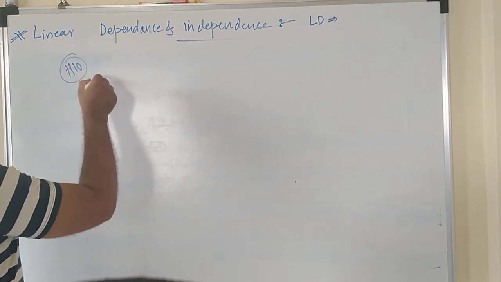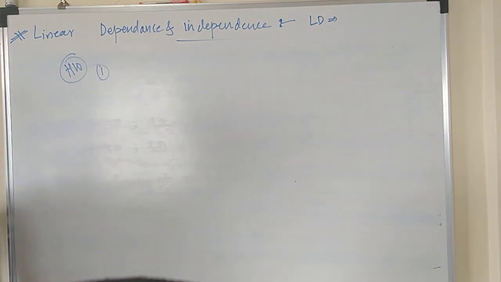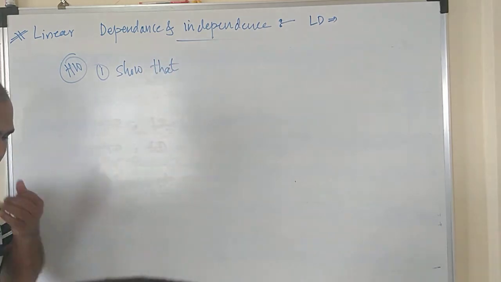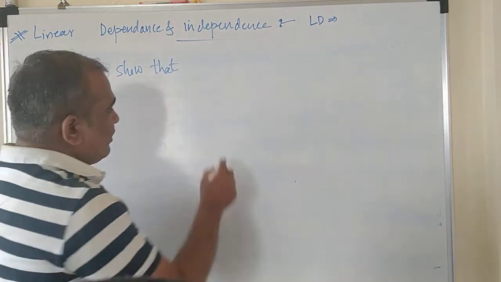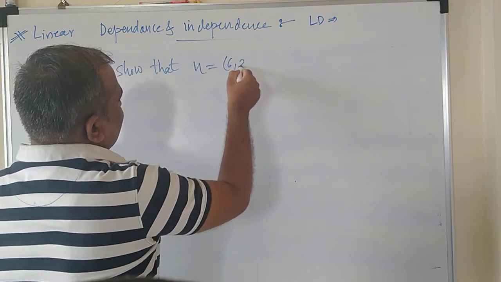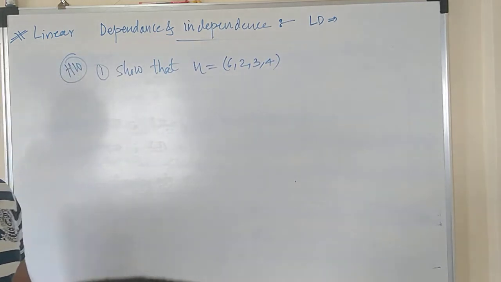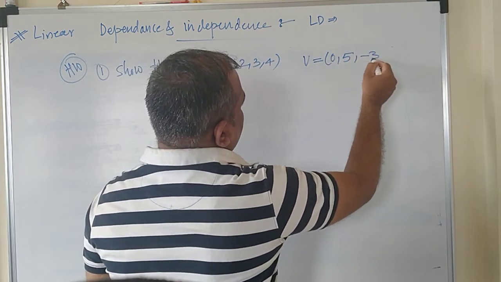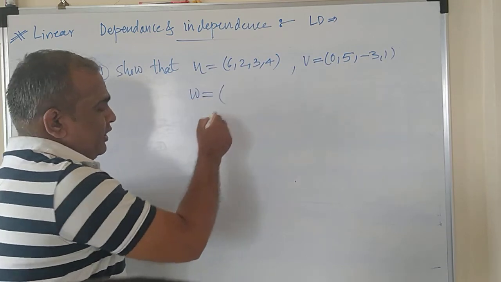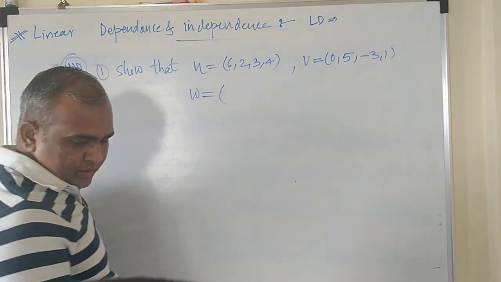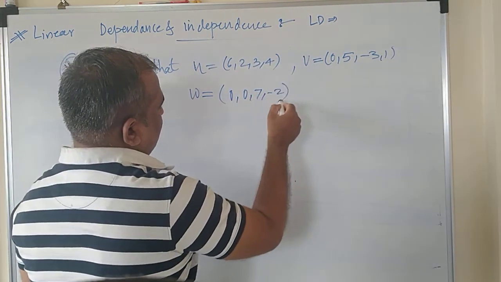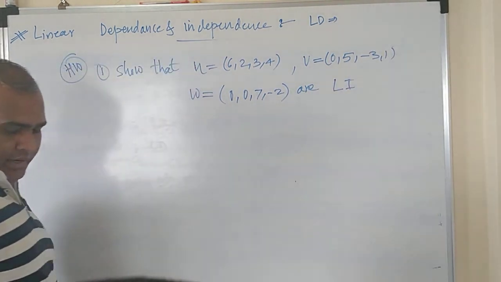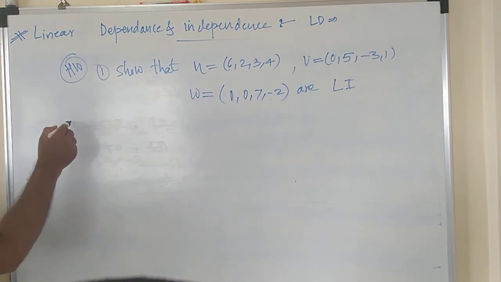Homework problem. The first homework problem is show that u equal to 6, 2, 3, 4, v equal to 0, 5, minus 3, 1, and w equals to 0, 0, 7, minus 2 are linearly independent. First problem.